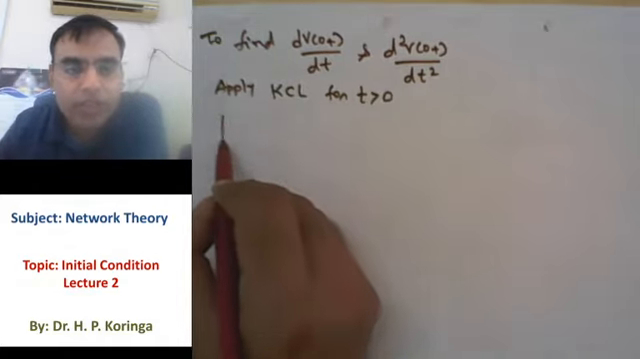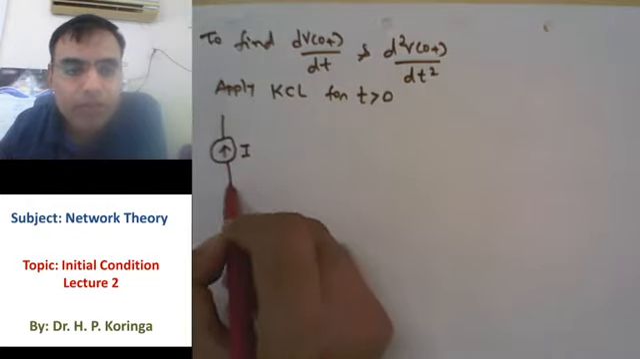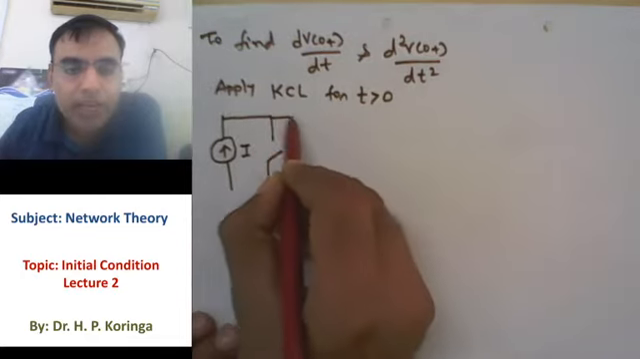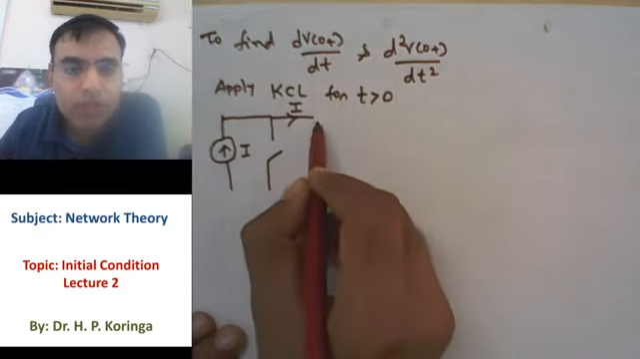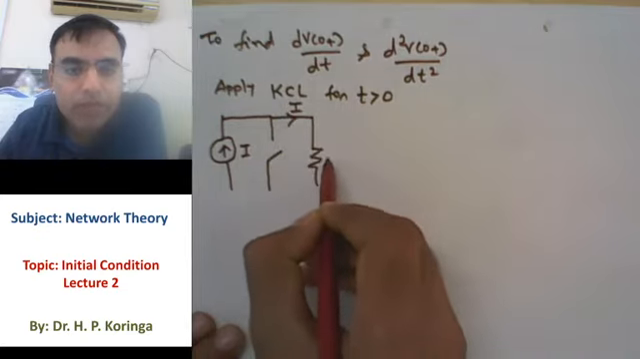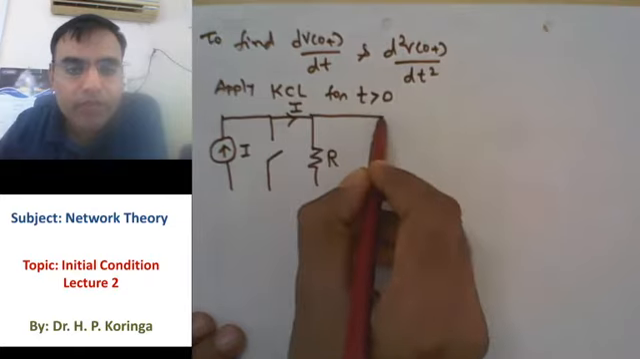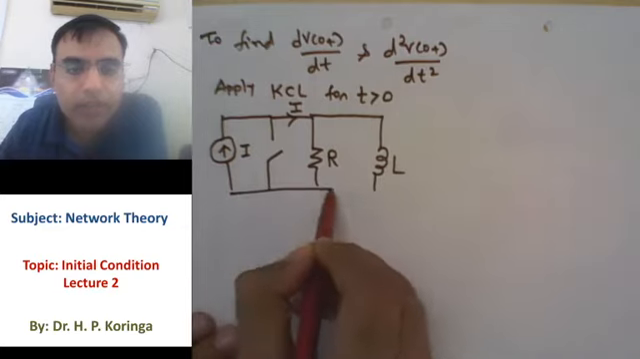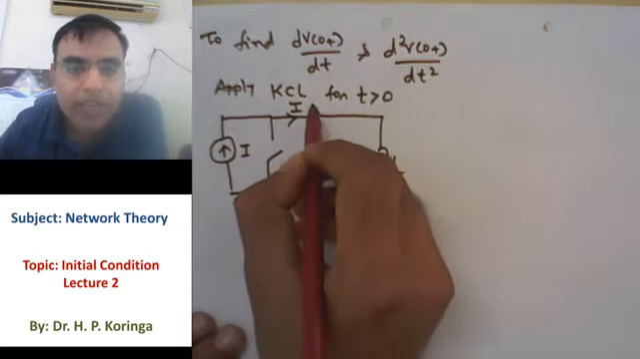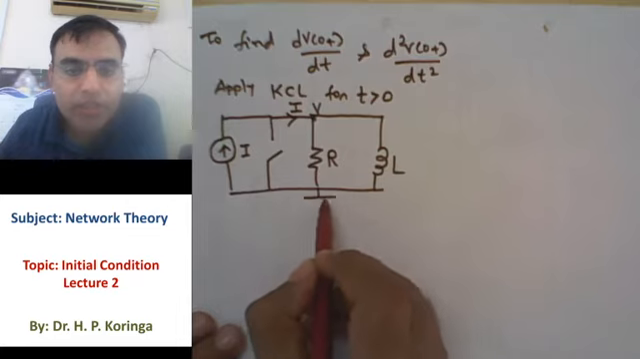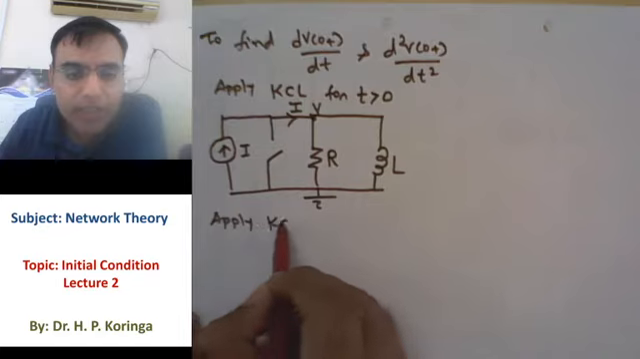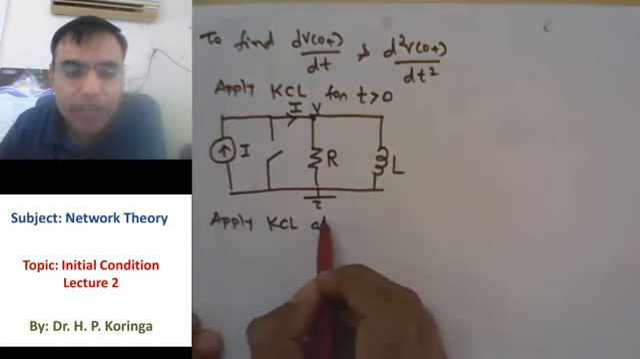For t greater than 0, the network looks like this: a current source of I ampere, and the switch for t greater than 0 is open. So all the I ampere passes through the R and L. Right. So we apply KCL in the above network at node V.